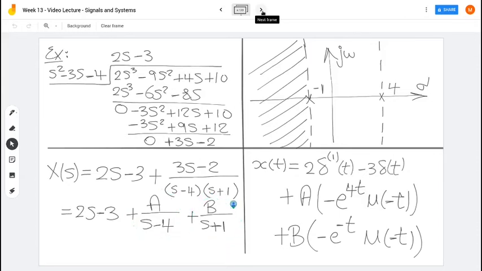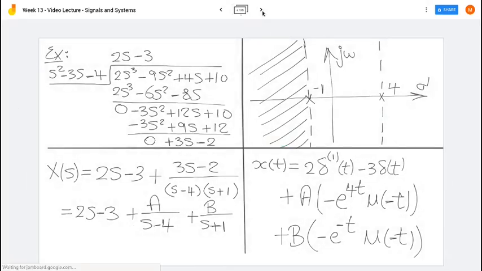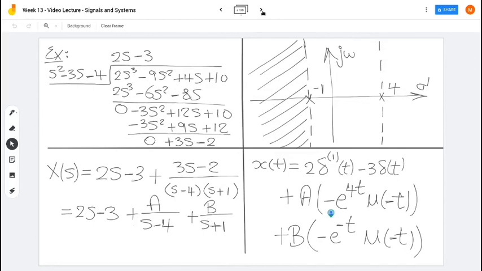And since we're told to work in the ROC less than minus 1, let's try to find the time domain signal. Basically the first term is 2s, which will be 2 times the first derivative of the impulse delta of t, minus 3, it will be minus 3 delta of t. The next term is the pole located at 4. At this pole, the ROC we are solving for is left-sided, so we need to choose the left-sided sequence, which will be minus e to the power 4t times u of minus t.